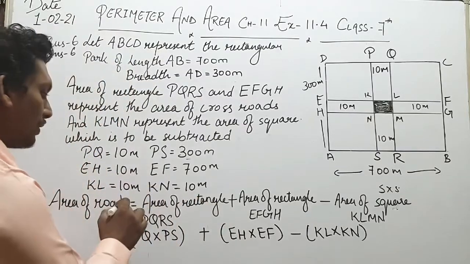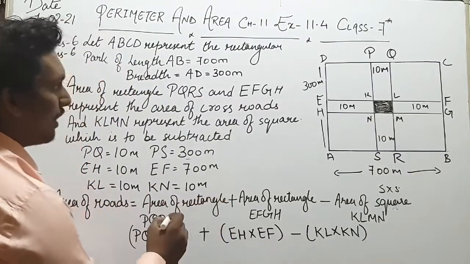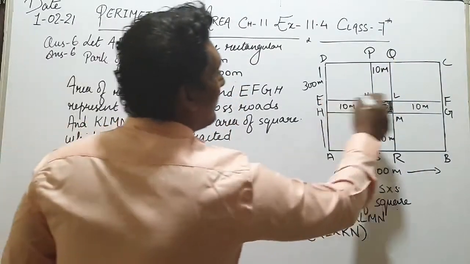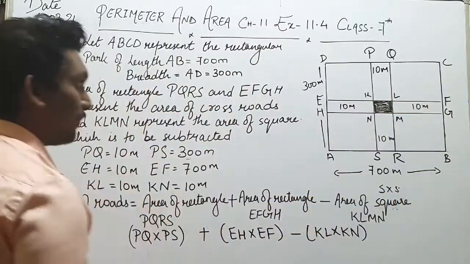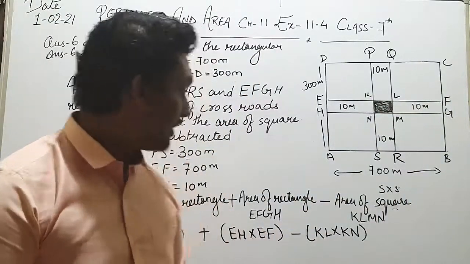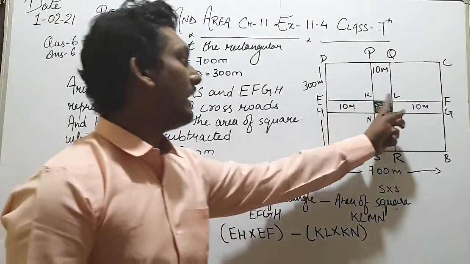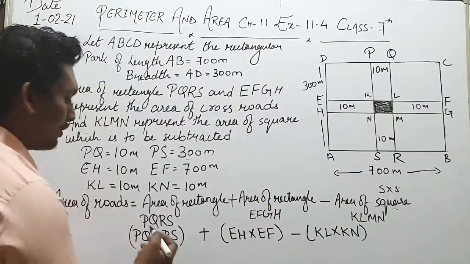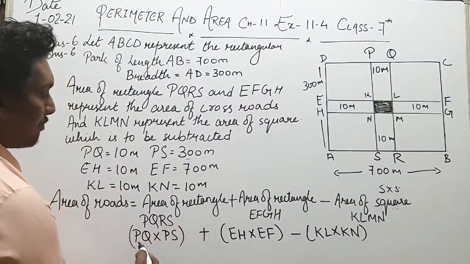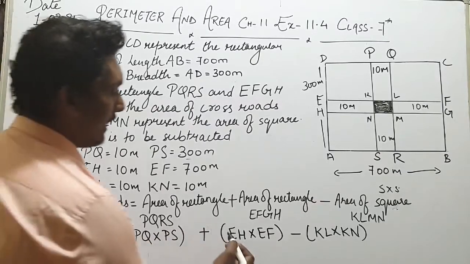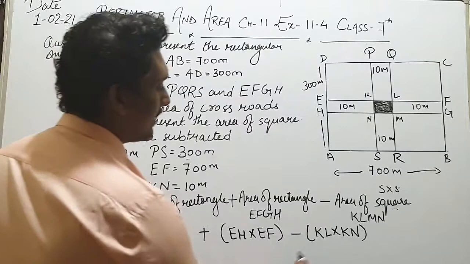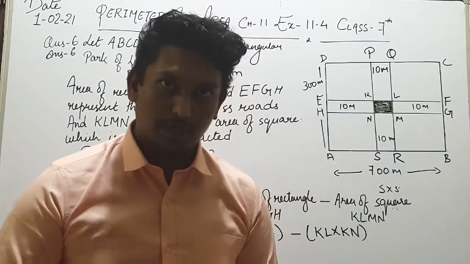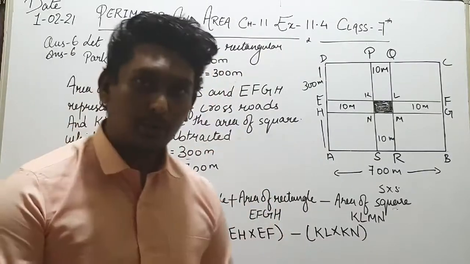For finding the area of the roads, what you have to do: area of rectangle PQRS plus area of rectangle EFGH. Then we have to subtract the area of this square, that is KLMN. So area of PQRS is PQ into PS, that is length into breadth, EH into EF, that is length into breadth, and this is KL into KN, that is side into side. Up to this, hope it is clear to you.